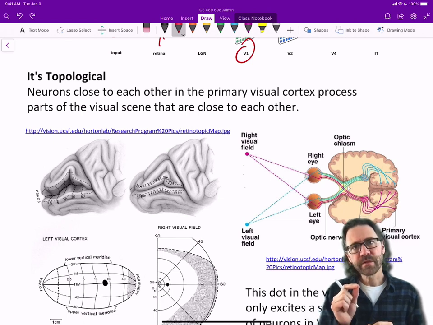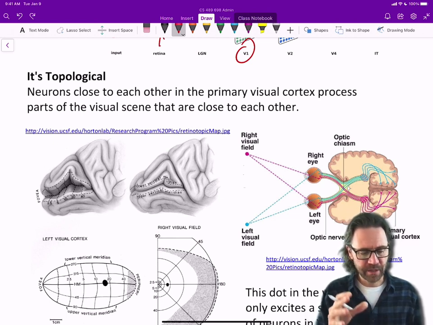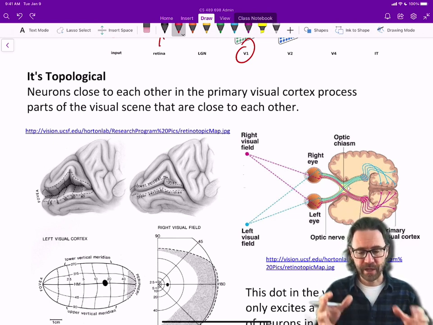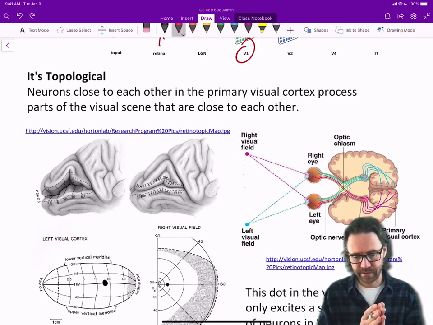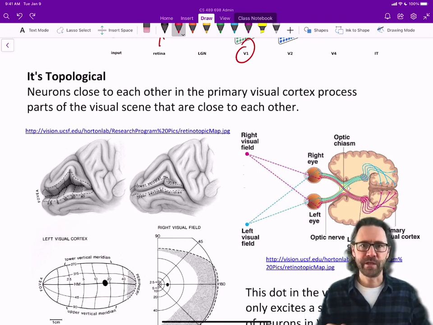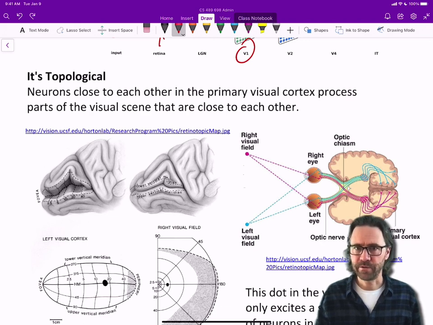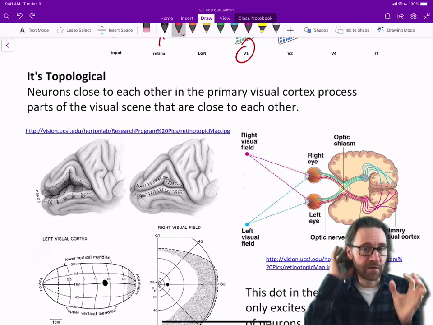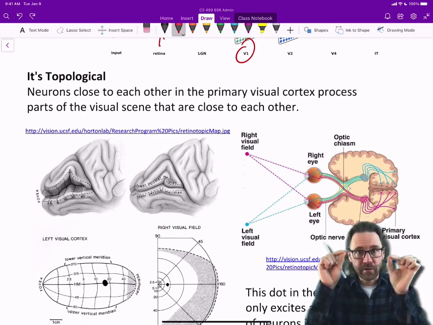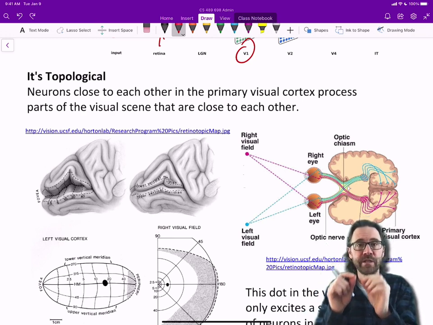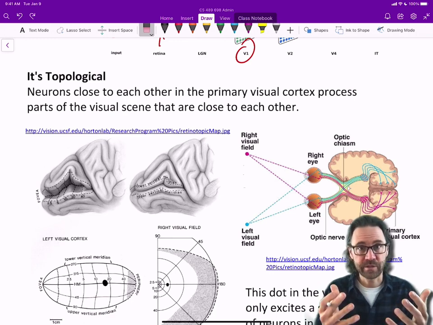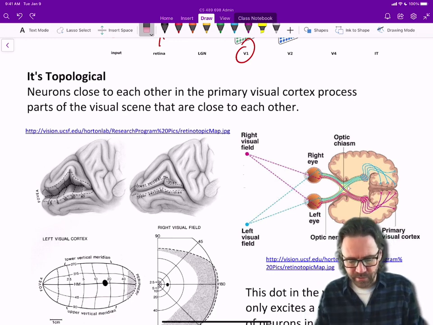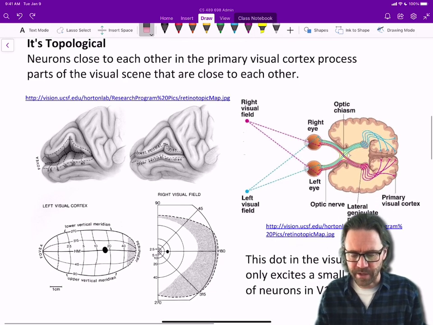So in terms of your visual system, it means neurons close to each other in the primary visual cortex process parts of the visual scene that are close to each other. In other words, nearby neurons in the back of your brain, in your visual cortex, are processing parts of the visual scene that are close together. So let me describe that in a number of different ways.